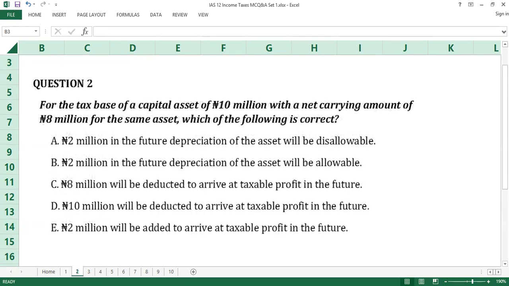Question number 2. For the tax base of a capital asset of 10 million naira with a net carrying amount of 8 million naira for the same asset, which of the following is correct? A, 2 million naira in the future depreciation of the asset will be disallowable. B, 2 million naira in the future depreciation of the asset will be allowable. C, 8 million naira will be deducted to arrive at taxable profit in the future. D, 10 million naira will be deducted to arrive at taxable profit in the future. E, 2 million naira will be added to arrive at taxable profit in the future. Time counts.